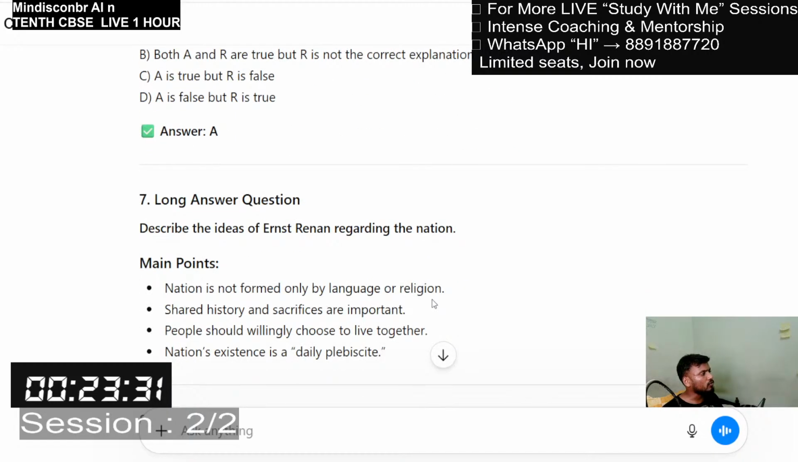Describe the ideas of Ernest Renan regarding the nation. A nation is not formed only by language or religion. Shared history and sacrifices are important. People should willingly choose to live together. A nation's existence is a daily plebiscite.